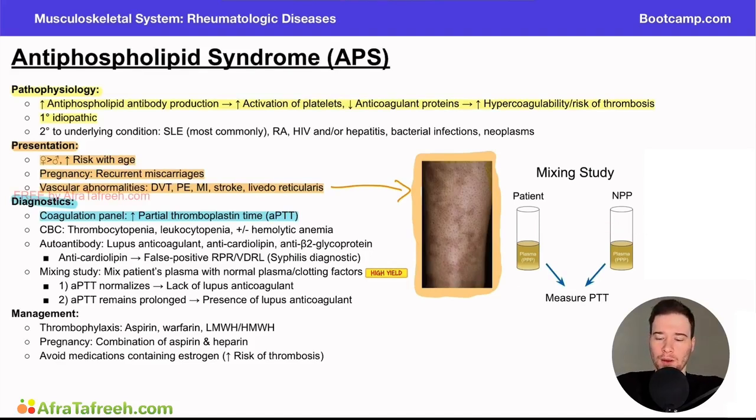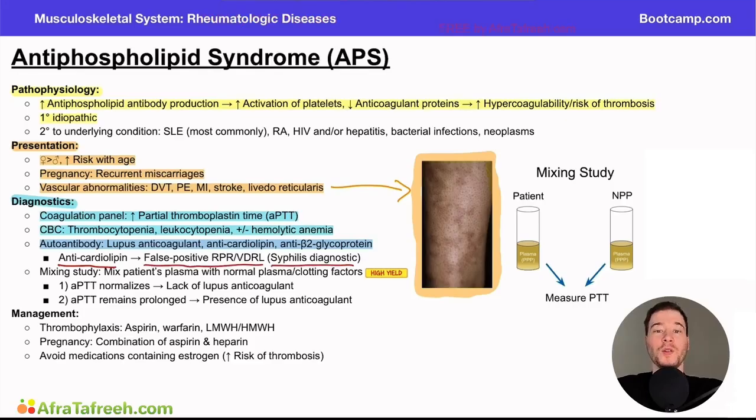We'll also see some other findings in these patients such as thrombocytopenia, leukocytopenias, and plus or minus hemolytic anemia. Now again, the key players here are going to be the autoantibodies: the lupus anticoagulant, the anticardiolipin, and the anti-beta-2 glycoprotein. One key point I want you to know here is that the anticardiolipin can cause a false positive RPR-VDRL, which we know is used to diagnose syphilis.